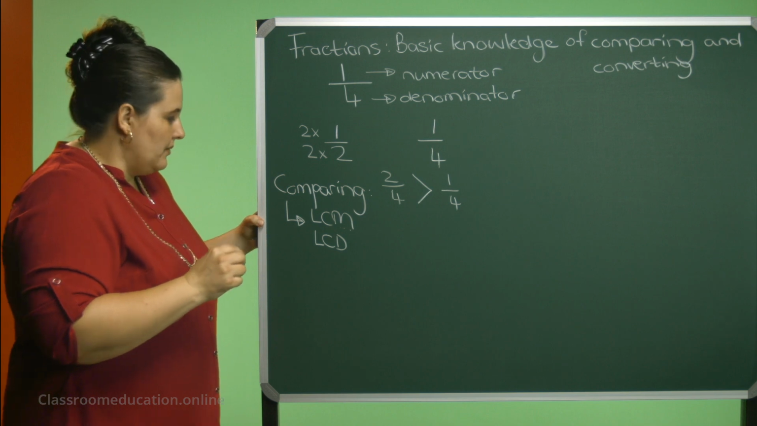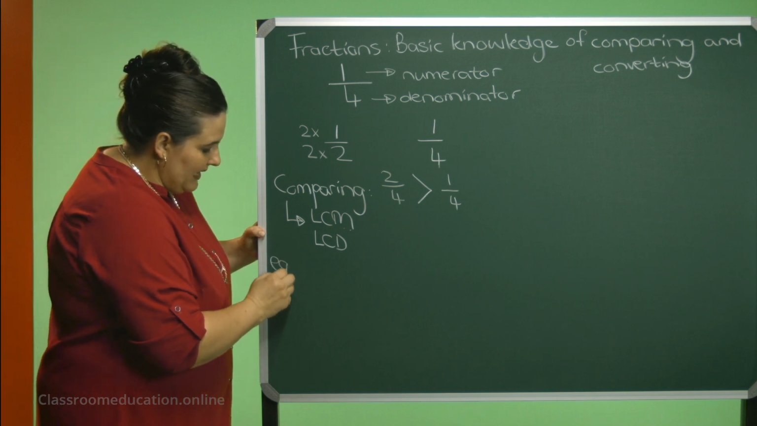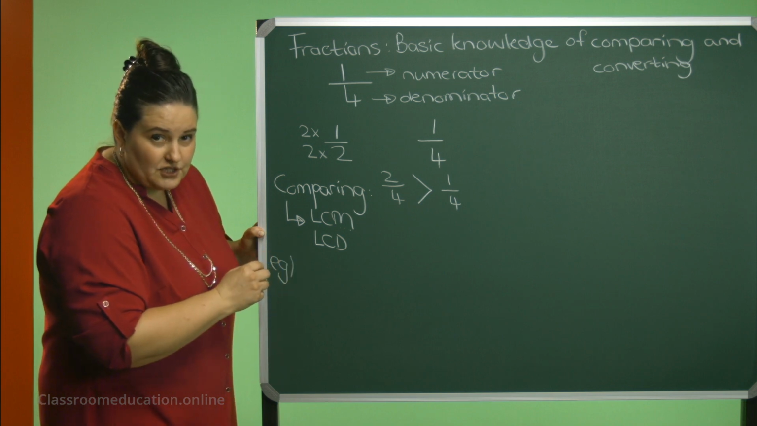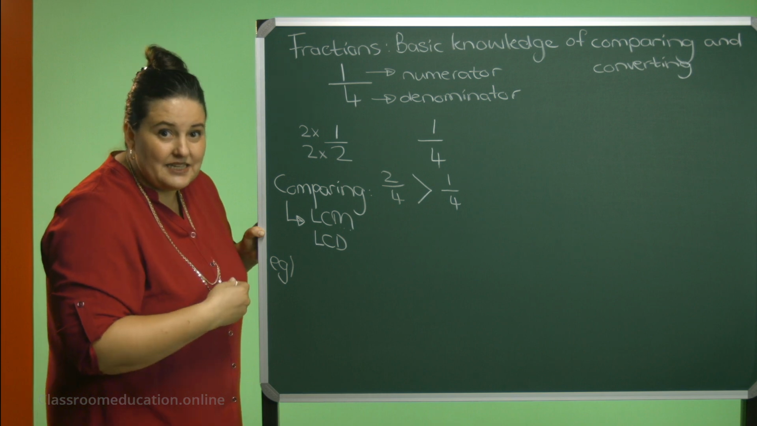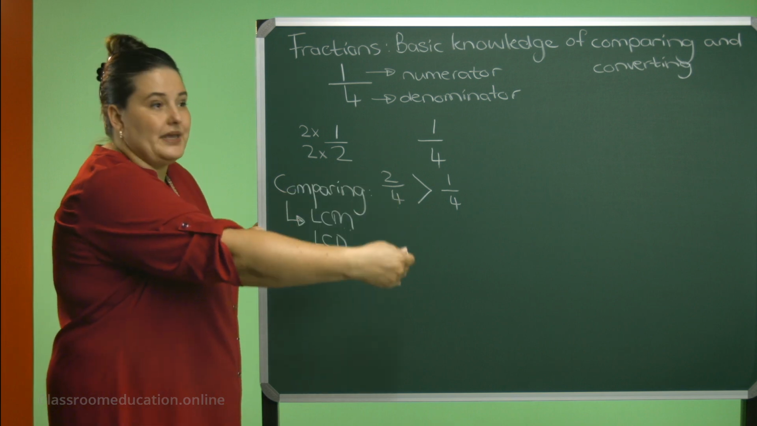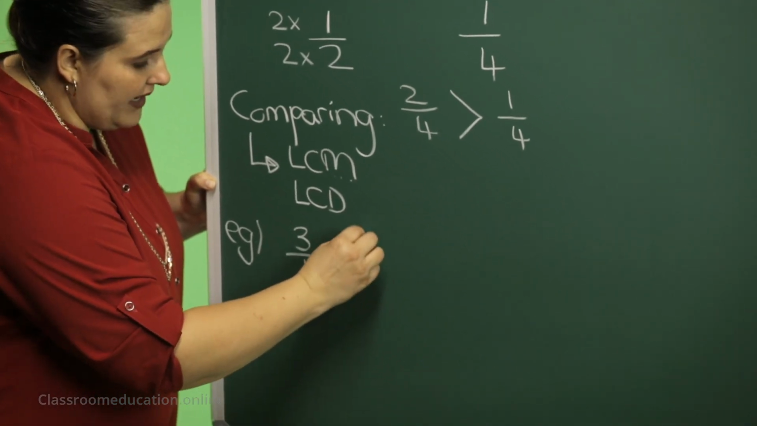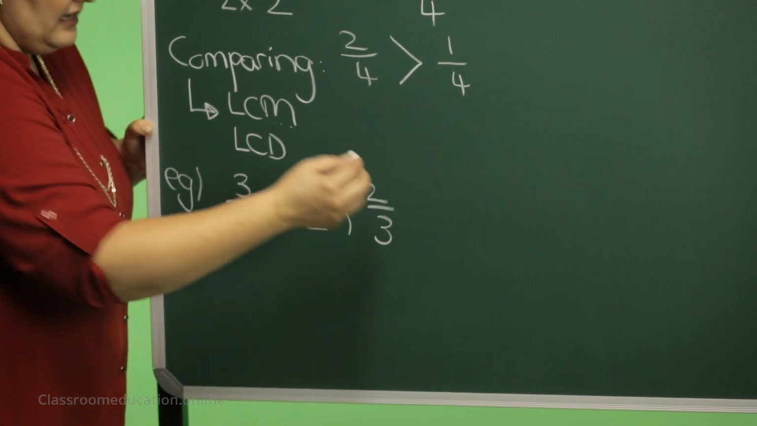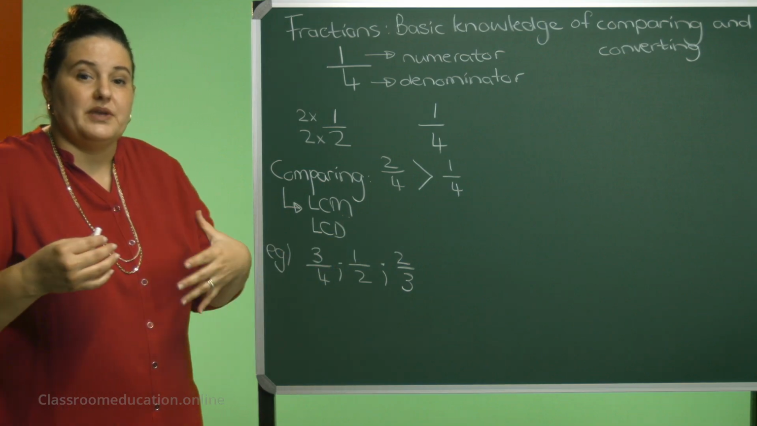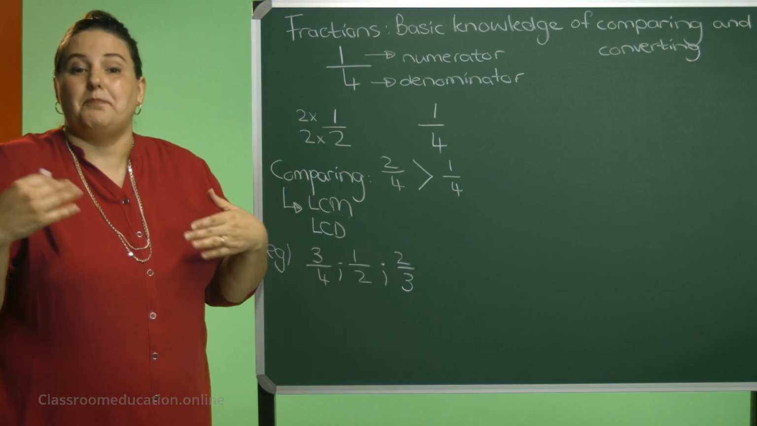Okay. Now, let's do an example. If I'm asking you to place the following 3 fractions for me in ascending order. Ascending from small to big. It is 3/4 and 1/2 and 2/3. Now, you need to put these for me in ascending order. Which one is the smallest? Which one is the bigger one?